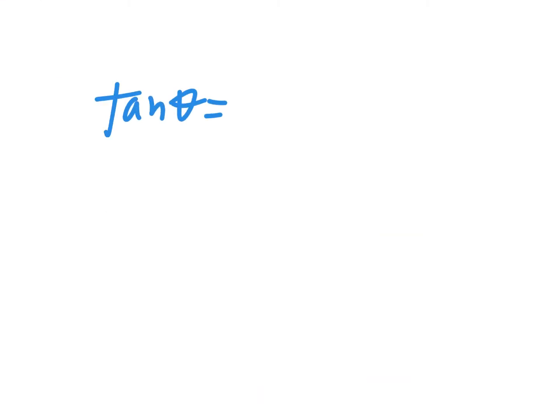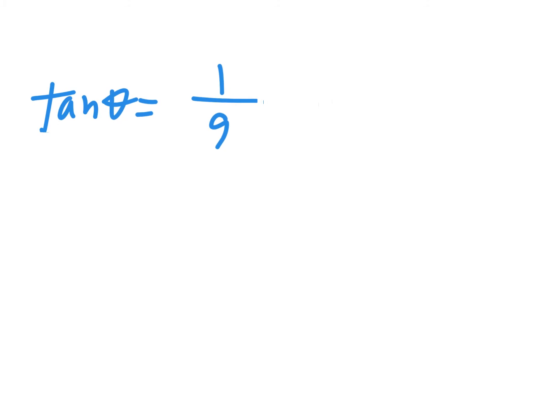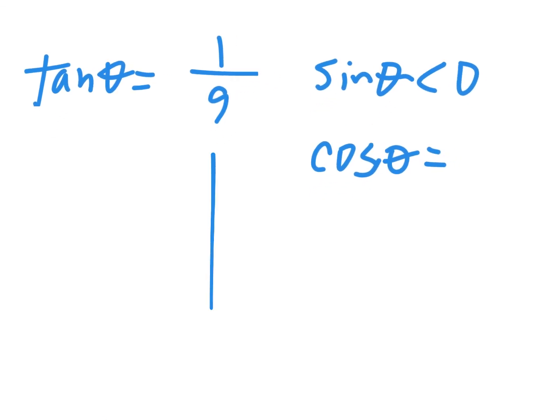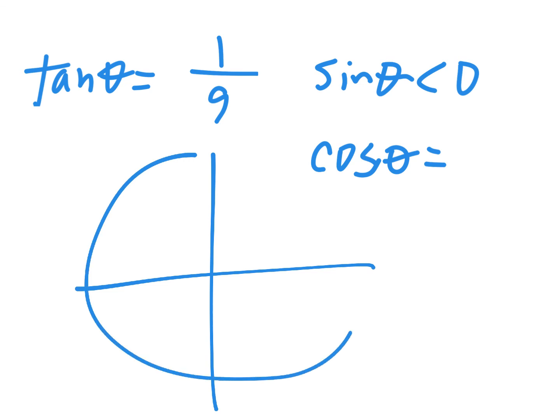Tangent of some angle is 1 over 9. The sine of that angle is negative. What's the cosine of the angle? Don't freak out about the chairs moving upstairs. We have time to do this problem. Probably 5 minutes.